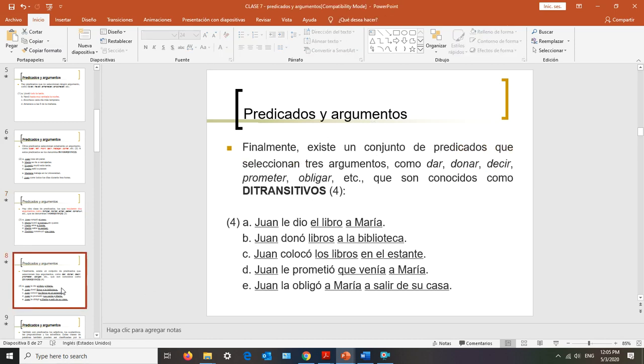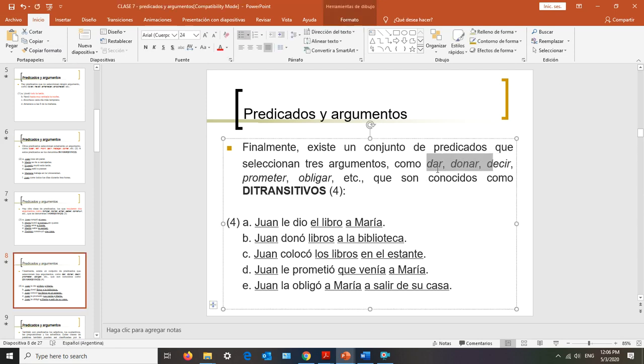Okay. Now, in this case, ditransitive verbs pertain to verbs that have 2 objects, one direct object, the other one indirect object. But semantically speaking, the argument structure of verbs such as dar, donar, decir, prometer, obligar is 3-place, because not only do they select for 2 internal arguments, meaning 2 objects, but also an external argument, meaning a subject.